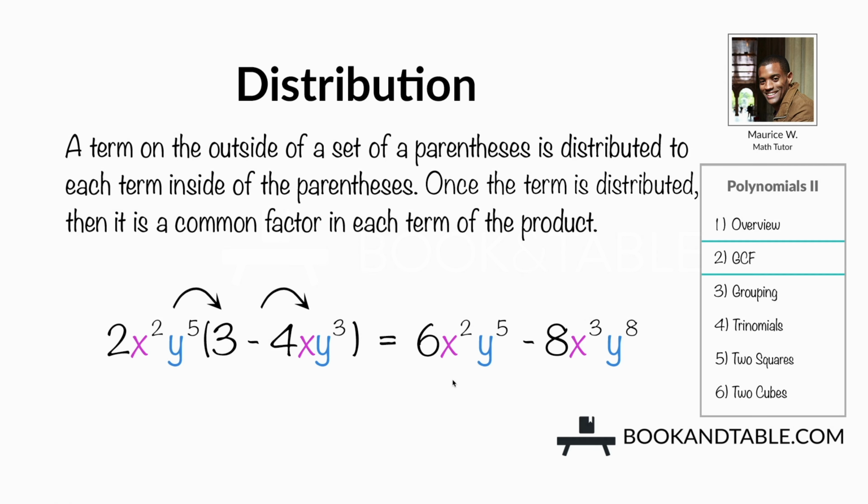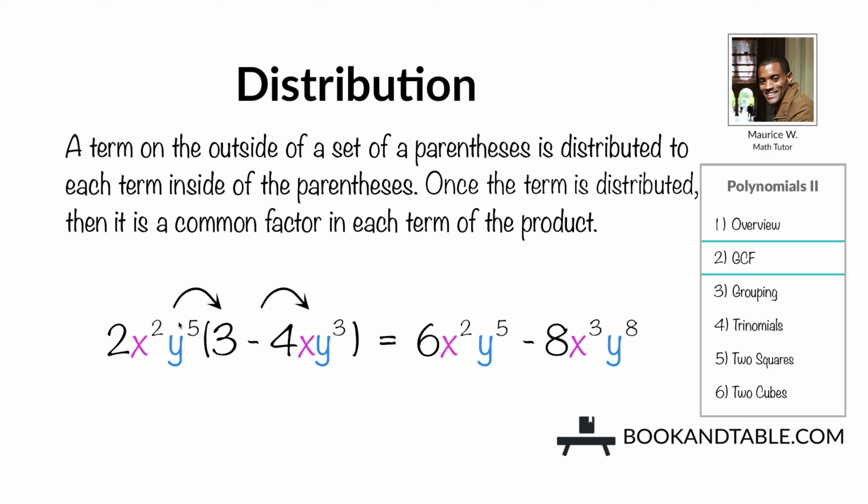Again, this is similar to when you were removing the greatest common factor with a single variable. Distribution is when a term on the outside of a set of parentheses is distributed to each term inside of the parentheses. So if you had 2x squared y to the fifth times 3 minus 4x y to the third, this term on the outside would be multiplied times each term on the inside, giving us 2 times 3, which is 6. X squared y to the fifth remain the same since this term doesn't have any x's or y's.